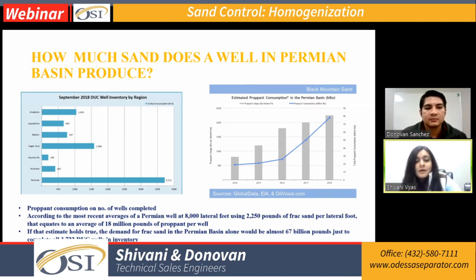Now, on the graph on the left-hand side, we can see how many wells are drilled but uncompleted, by basin. And if you look at the graph on the very end, the highest, obviously, is the Permian Basin, with about 3,722 drilled but uncompleted wells. Only in those uncompleted wells, we need almost 67 billion pounds of sand to complete them. So let's go ahead and see, as far as the Permian Basin goes, how big is the production of sand? You want to go next, Donovan?